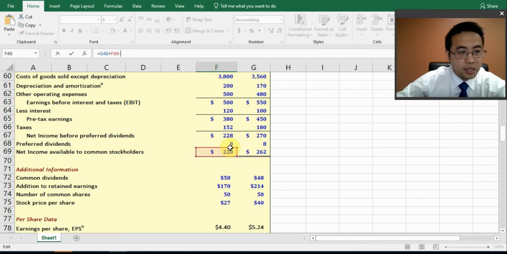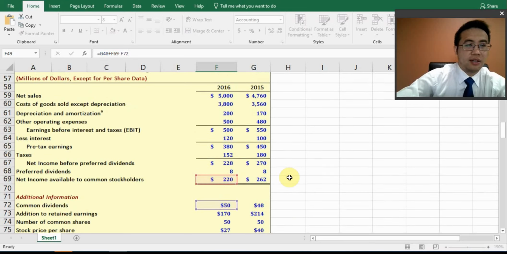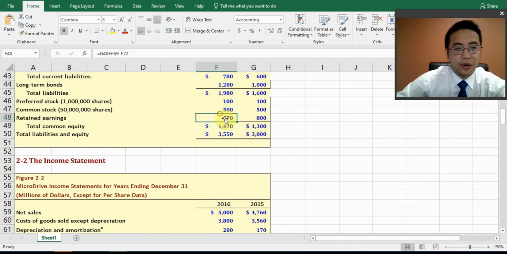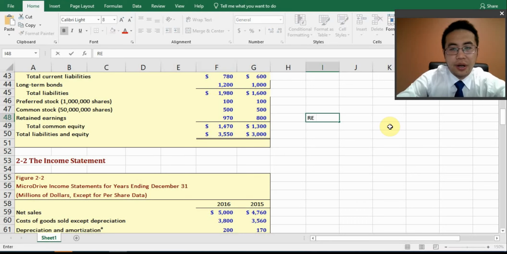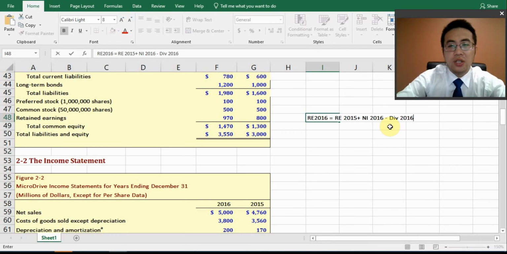So where is the dividend paid? You see it right here. Common dividends is $50 million, $1,000, whatever. Just deduct that. And then you have the retained earnings here. All right, so retained earnings is a very important concept. So the retained earnings for 2016 equals the retained earnings of 2015 plus the net income of 2016 minus the dividend of 2016.